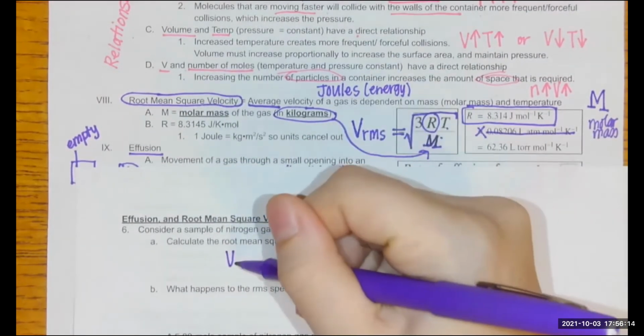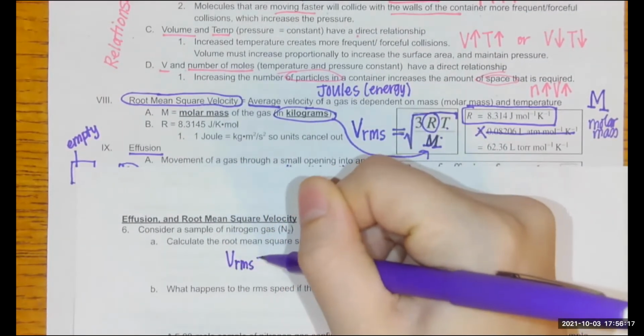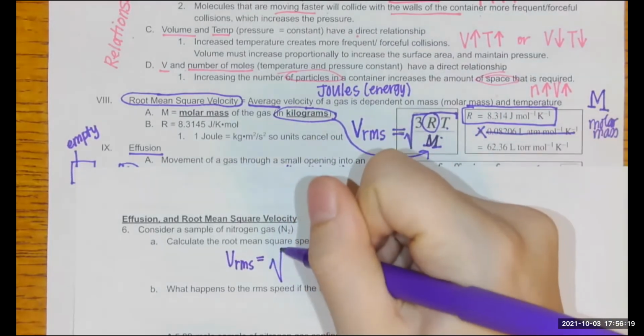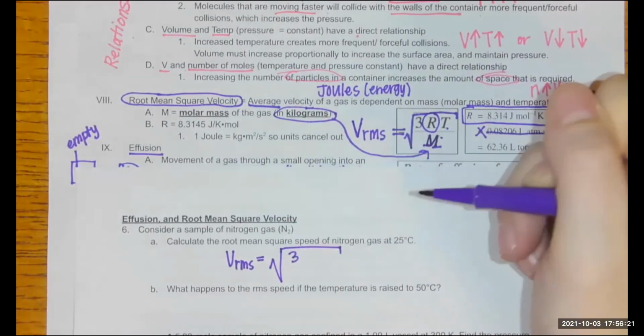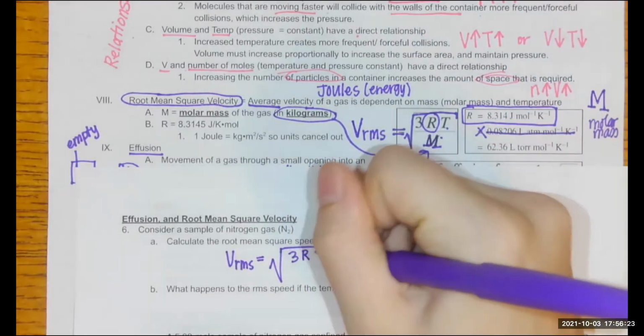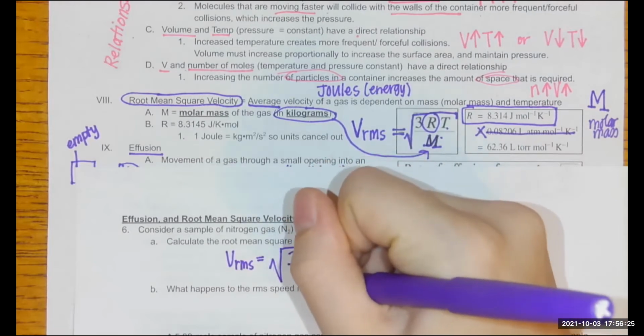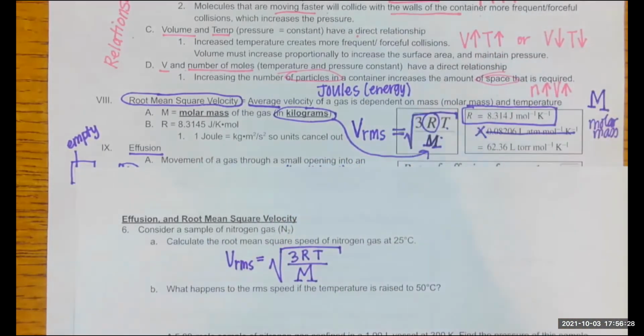V RMS equals the square root of 3RT over the molar mass.